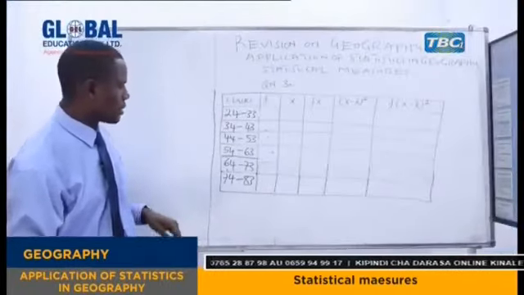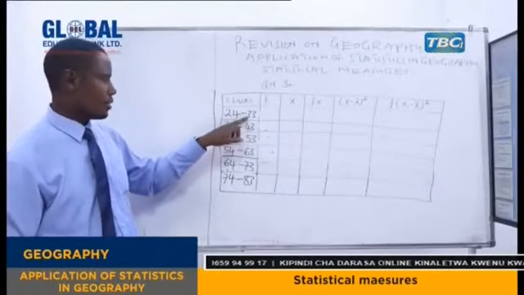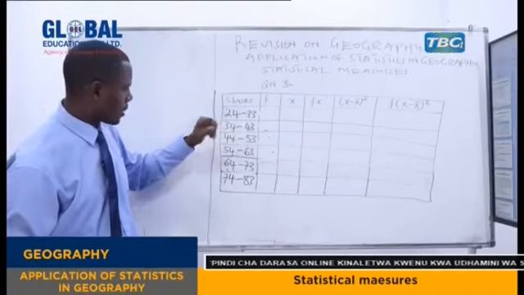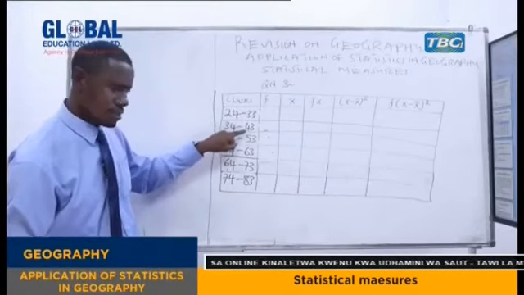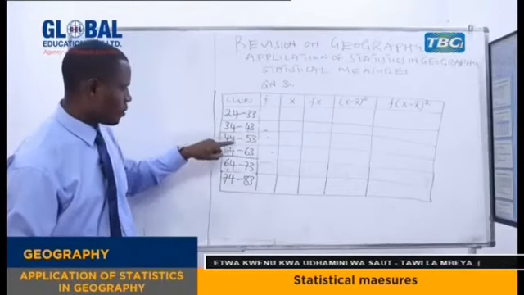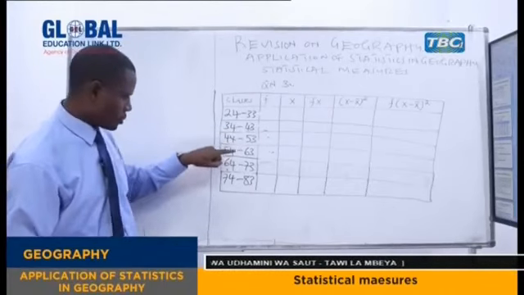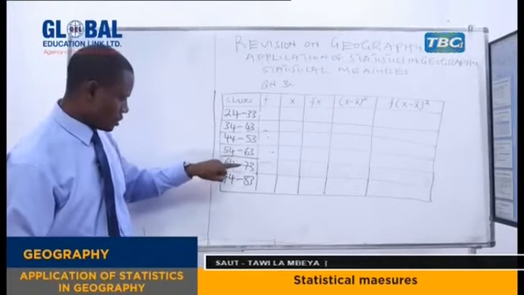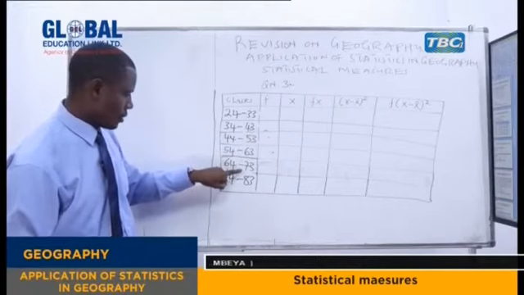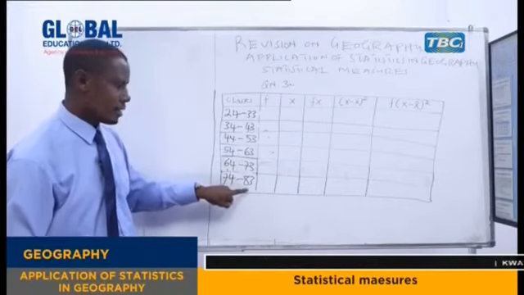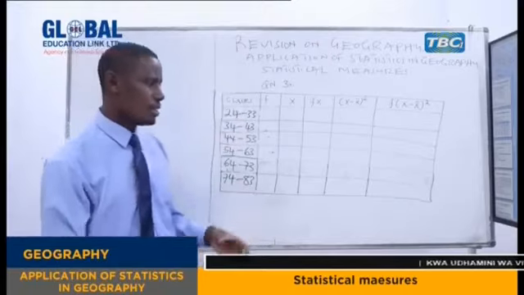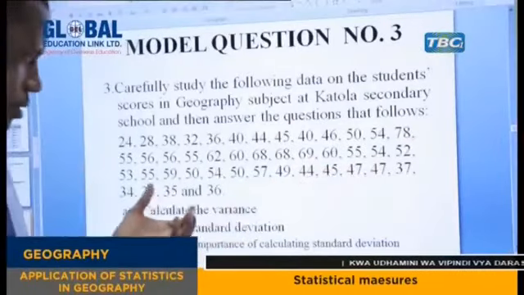So we have the class which is starting from 24 to 33. But again, we have the class which is starting from 34 to 43. Then the next one, 44 to 53. 54 to 63, 64 to 73, then 74 to 83. Then you check over there, we have accommodated the range of those data that we have over there.